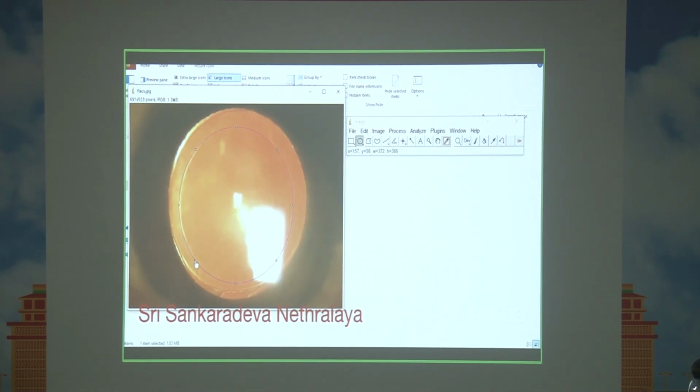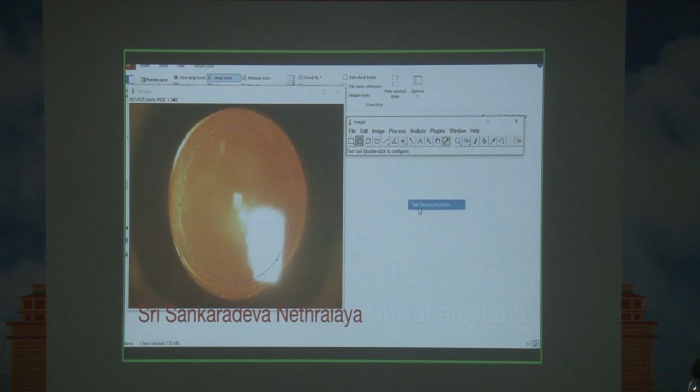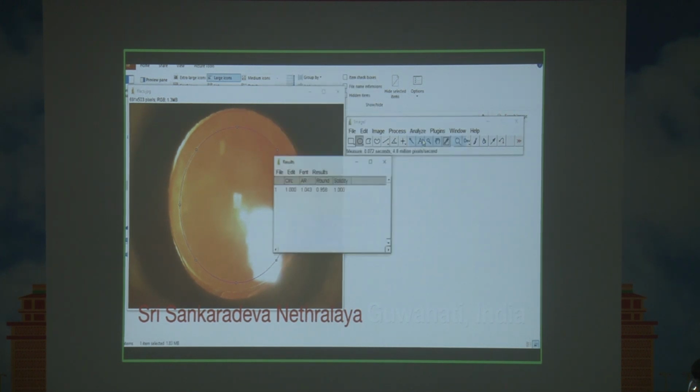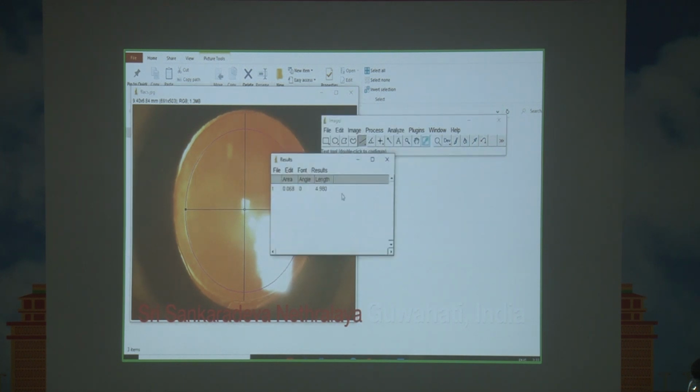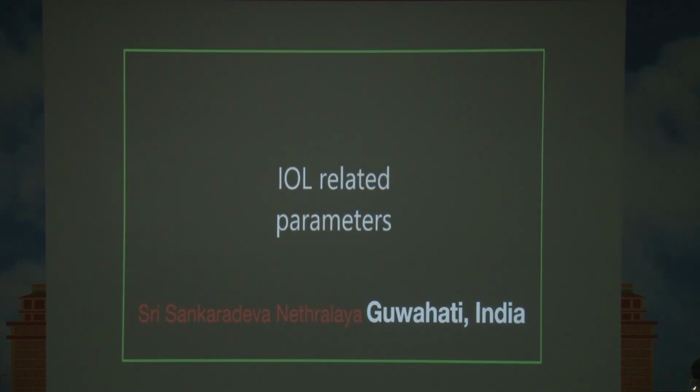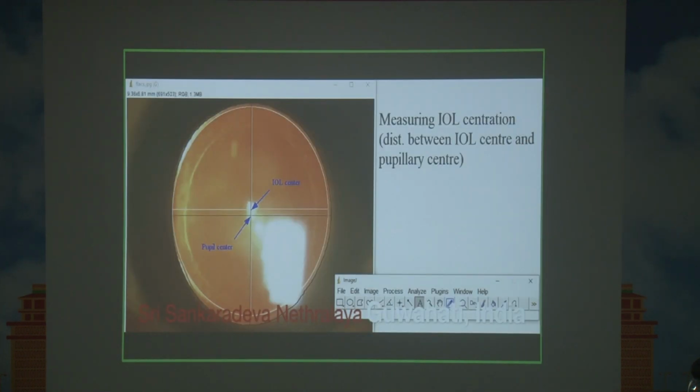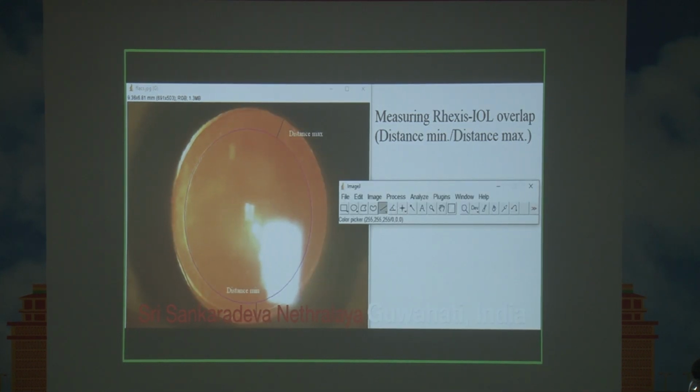and to see how reproducible and consistent this is, whether you use a flex procedure or whether you go for a manual capsular axis. Once we measured both the horizontal and the vertical and found the circular diameter, we also took some IOL related parameters, and the most important is basically measuring the centration of the IOL, and secondly how much overlap of the rhexis over the IOL there is.